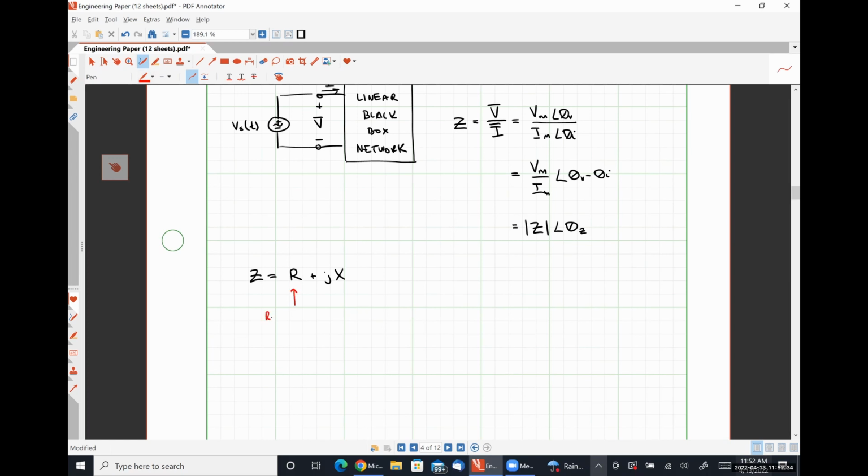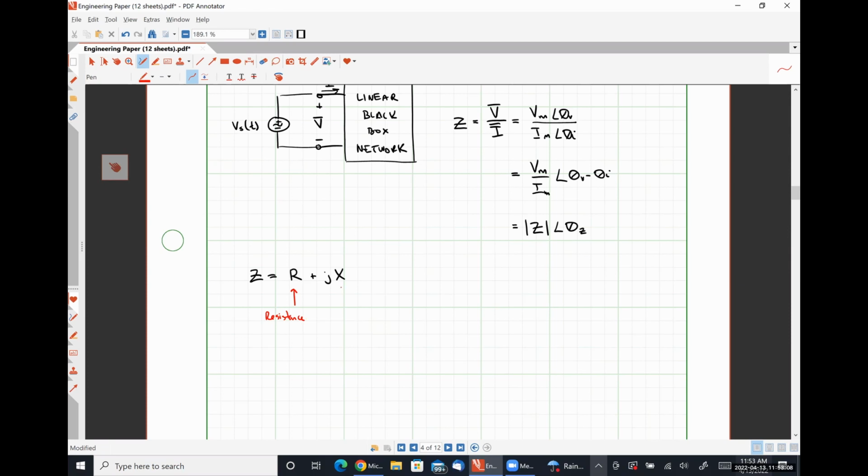Where this R is the resistance, and it represents the real portion of the impedance. The resistance R observed in a DC circuit and the resistance R observed in an AC or steady state sinusoidal circuit literally represent the same thing. Okay.